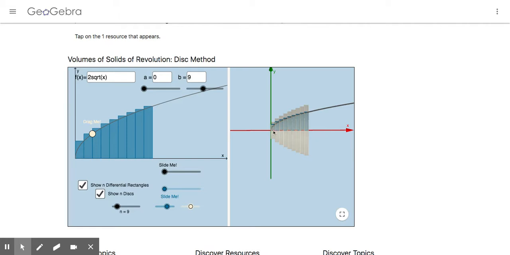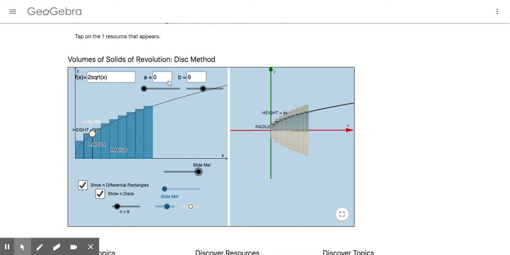cylinder, all right? And the radius of that cylinder matches up with the height of each of the rectangles. So as the function changes, the height of that rectangle changes, therefore the radius of the disk changes.